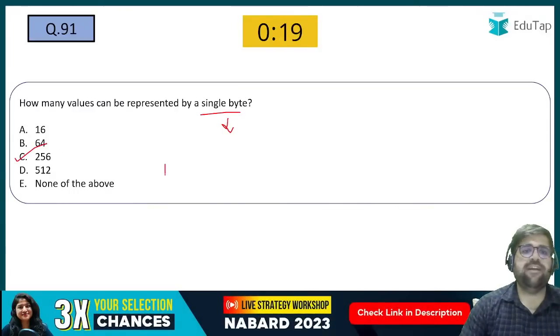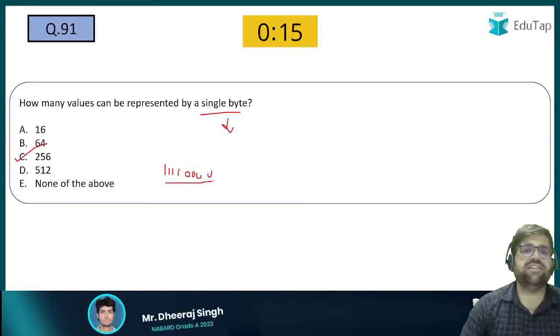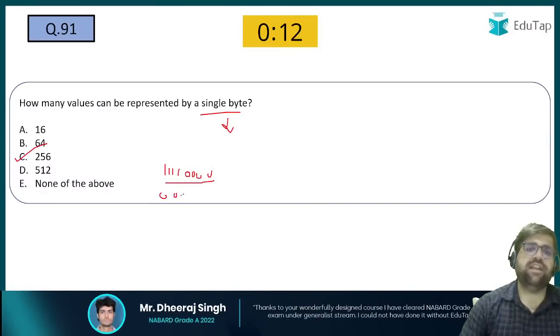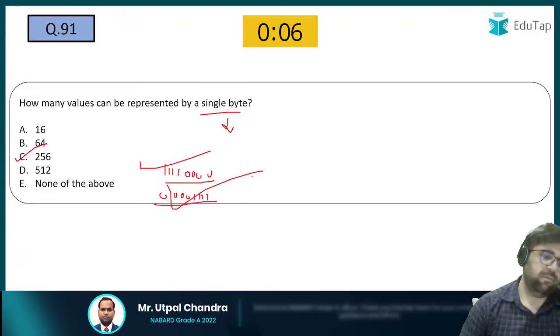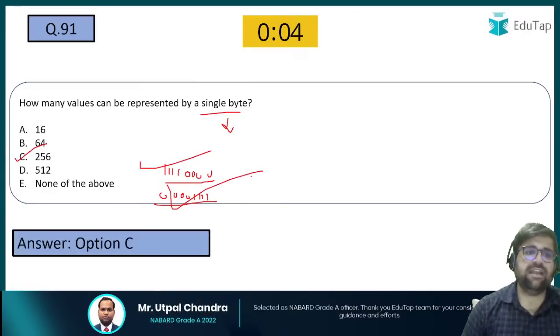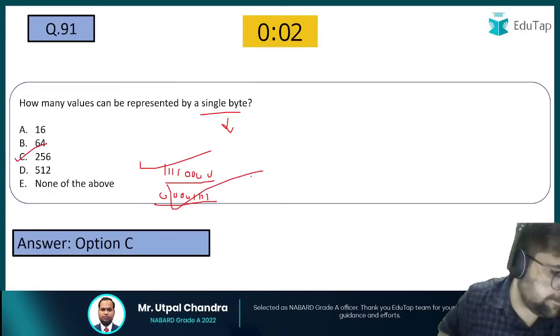For example, if I write 8 bits, 1, 1, 1, 0, 0, then you will say, sir, this is a byte. But I can also write it as 0, 0, 0, 1, 1, 1. This is also a kind of byte. So I can arrange them in how many formats? I can arrange them in 256 formats.